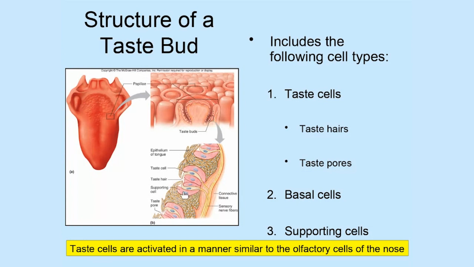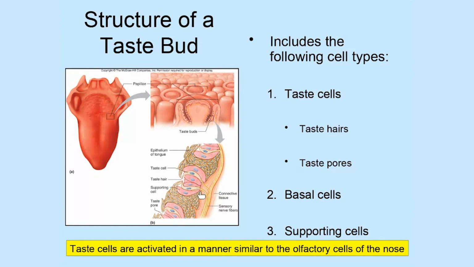We also see supporting cells, just like we saw with the olfactory epithelium in the nose. So they're kind of interspersed with these neurons, and they're there to cushion and protect and, again, ensure that these neurons are functioning optimally. Taste cells are activated in a manner that's very similar to the olfactory cells of the nose. So they are chemoreceptors. You have to have food molecules dissolved in saliva to be able to activate these taste cells.